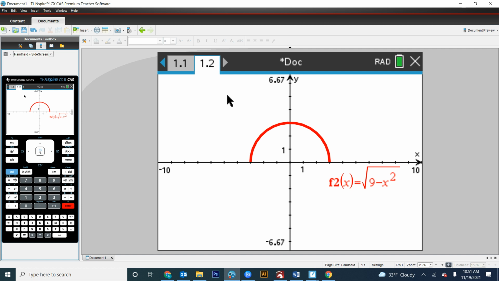Beautiful. Amazing. Because it's the square root of 9 minus x squared. Yeah. Could you just make it like 3 minus x?